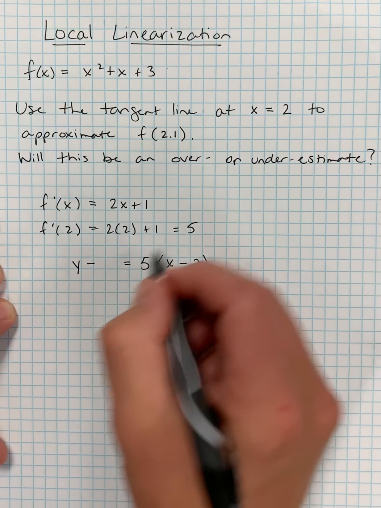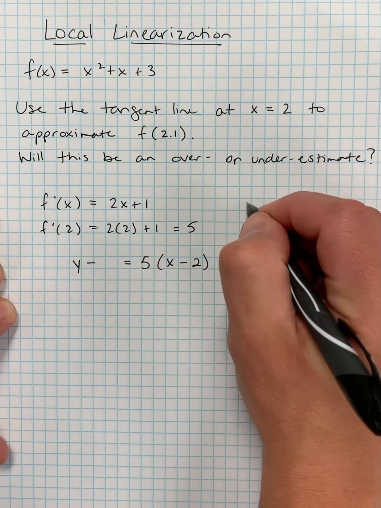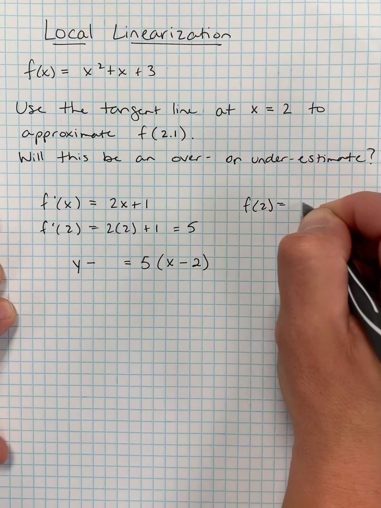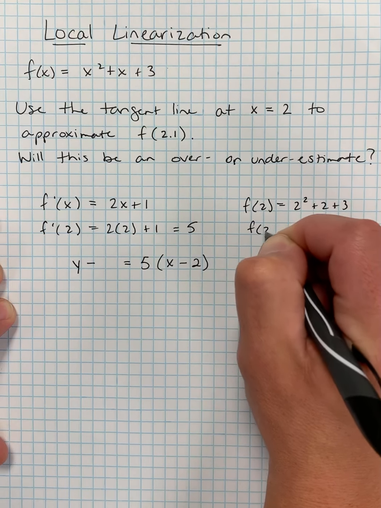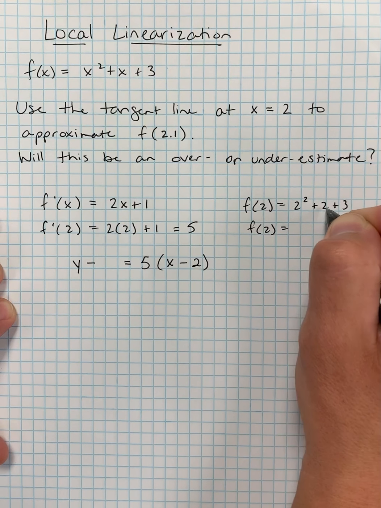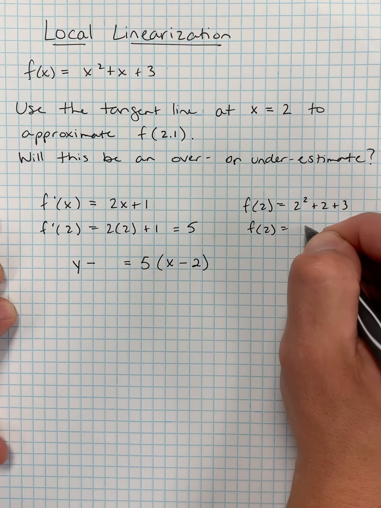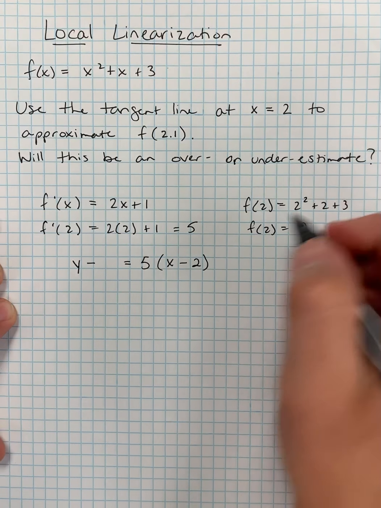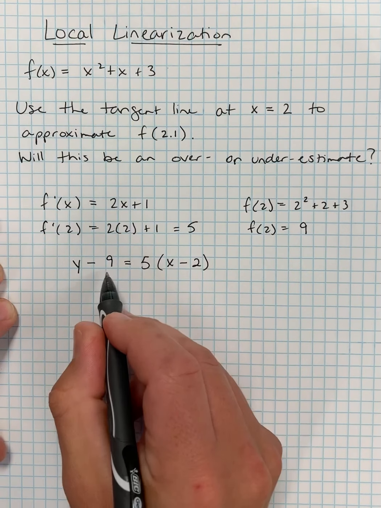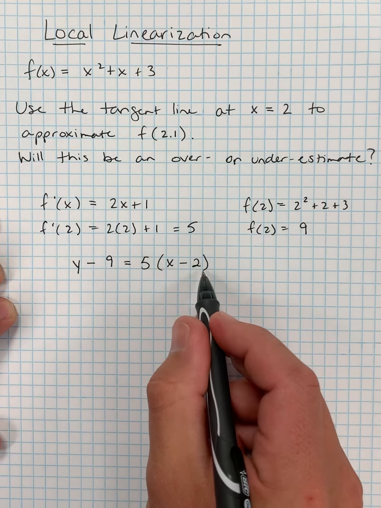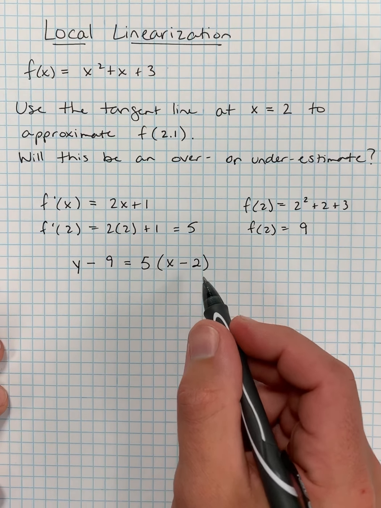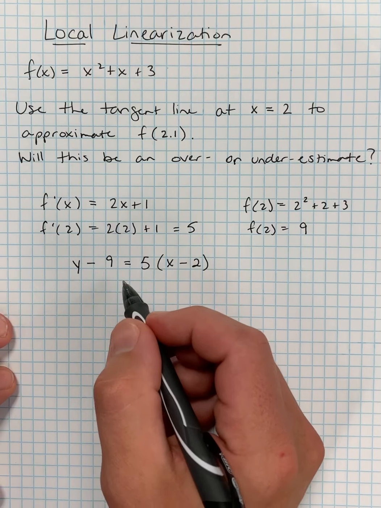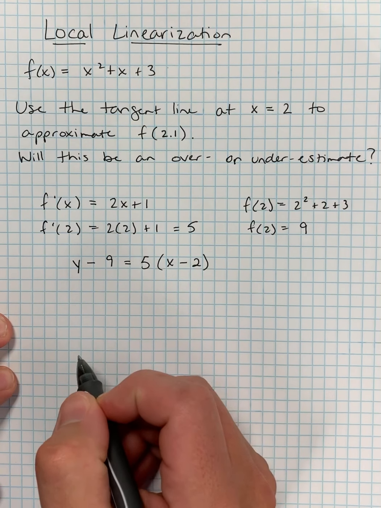I need to go get my y value at x equals 2, so f of 2 equals 2 squared plus 2 plus 3. f of 2 equals 4 plus 2, which is 6, plus 3, 9. So y minus 9 equals 5 times x minus 2 is the equation of the tangent line at that particular point. So now we can use it to approximate f of 2.1.